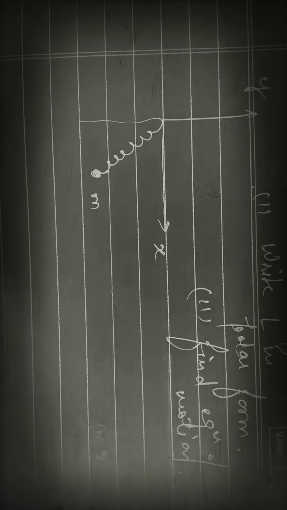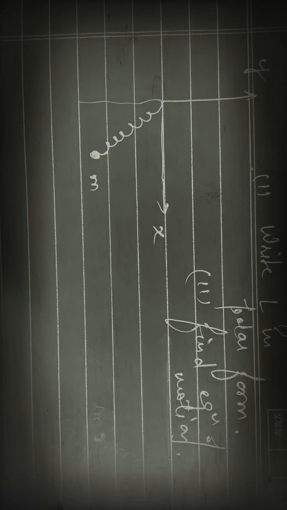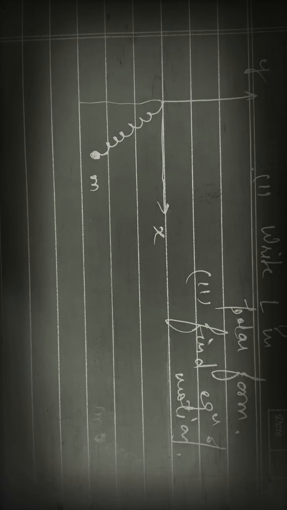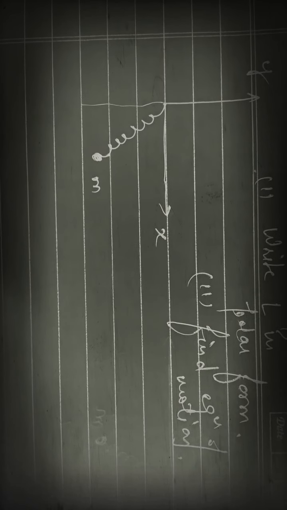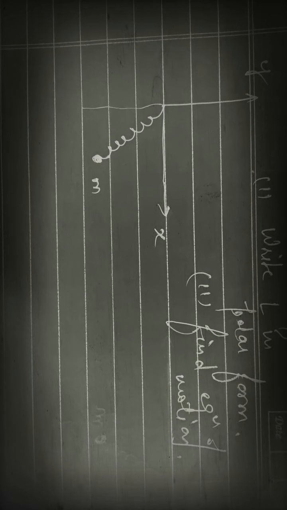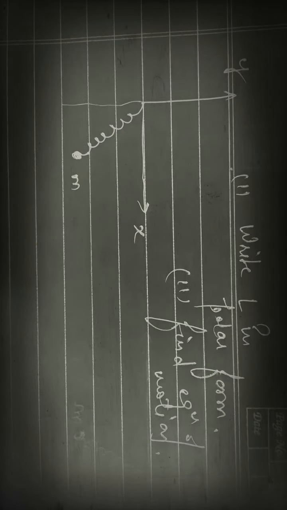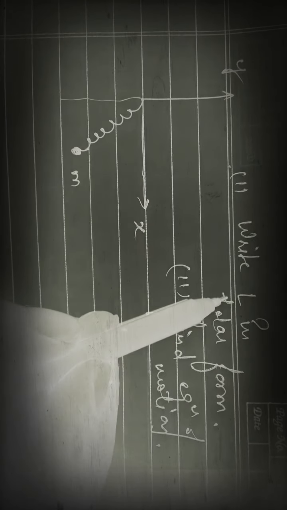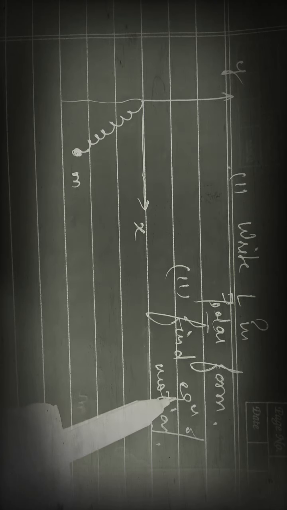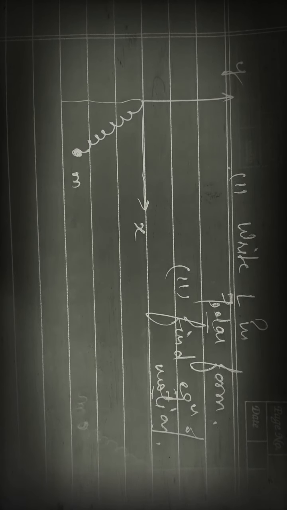Hello guys, today we will discuss the second problem of Lagrangian, and I think this problem is important because it is a spring-associated problem. What you learn here can be applied anywhere a spring is used, so you will be able to understand what the potential is. In this problem we will write the Lagrangian in polar form and try to find its equation of motion.